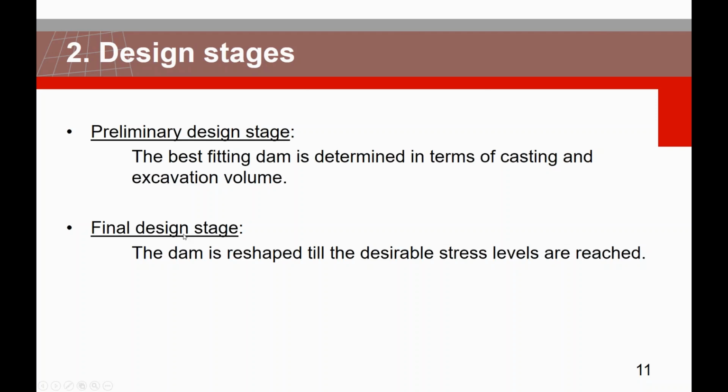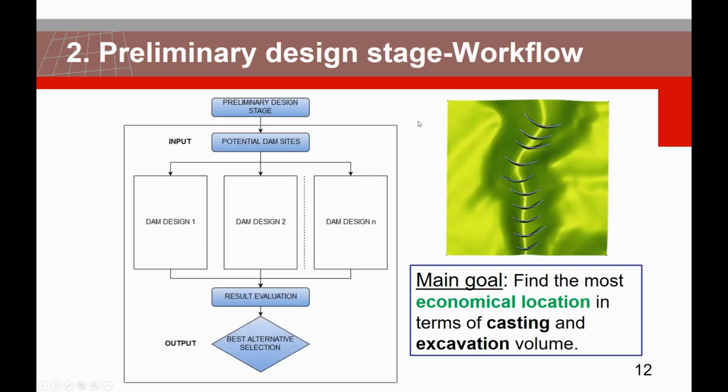Okay, so it's time to start with the design stages, and based on the USBR method, which is actually the United States Bureau of Reclamation method, we're gonna divide our design stages into 2. First, we're gonna have the preliminary design stage, where the best fitting dam is determined in terms of casting and excavation volume. And then, by having this initial layout, we can go and start with the final design stage, where the initial dam will be reshaped till the desirable stress levels are reached. But let's take a closer look at the workflows of this process.